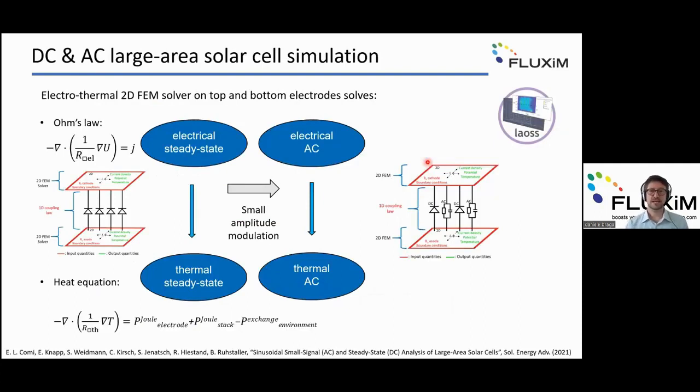This was the electrical steady state model of LAOS. The model is solving Ohm's equation. What we also have in LAOS is an AC module, so we are going to the frequency domain. Instead of having just a DC coupling, we also have an AC coupling. But we also have two additional modules: thermal steady state, using the Ito equation, and the other one, thermal AC, that I'm going to show you later why this is important and what we are using it for.